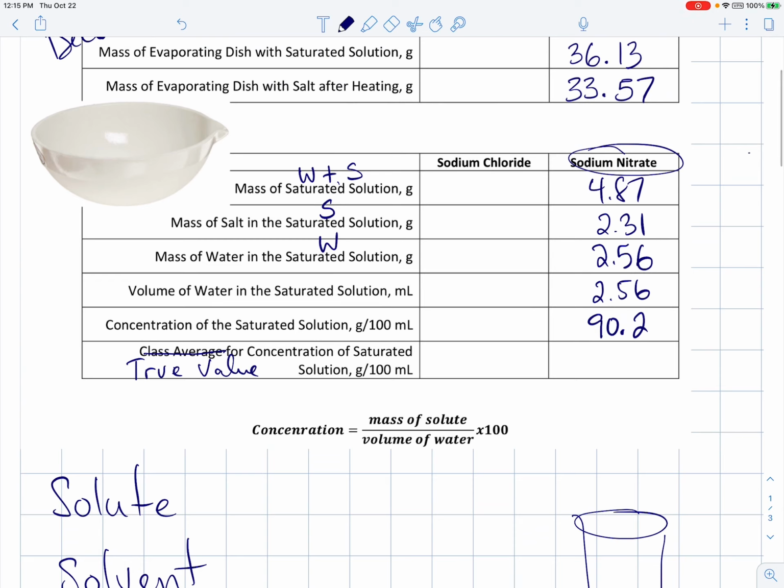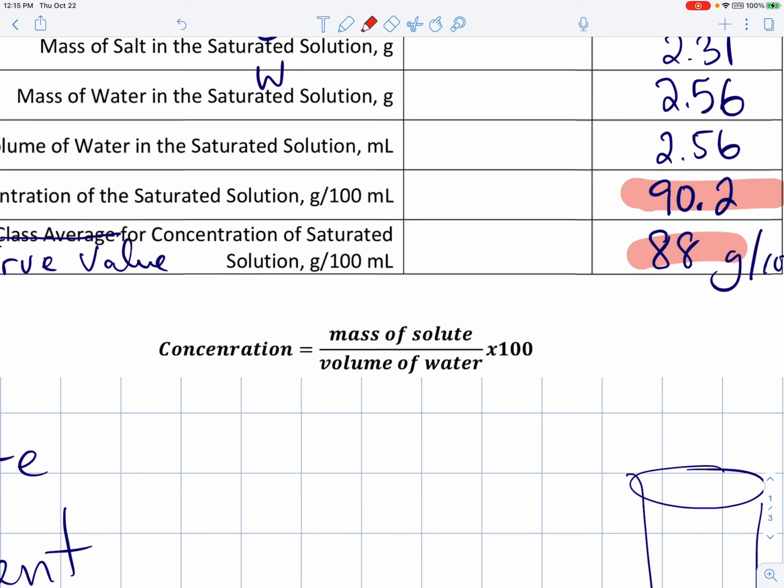You might have said 87. That would be okay as well. So I'm going to say 88 grams per 100 milliliters. That's from my solubility chart. So the 90.2 is my experimental value. The 88 is my true value, so I could calculate the error in my experiment and the percent error as well. Now, one last thing before we go.